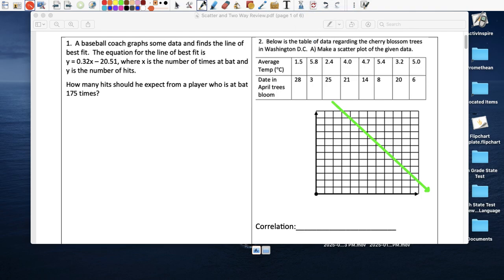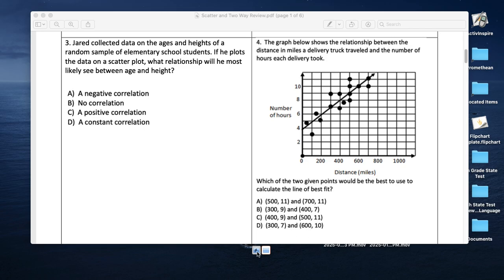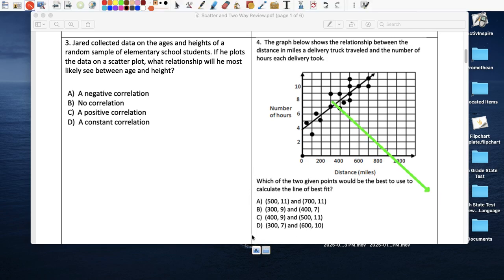Okay. All right. So again, all that you knew how to do already. This one, multiple choice. So for these ones, you might want to construct something like this and just think about the context of the story. So we're talking about the age and the height of elementary school students.